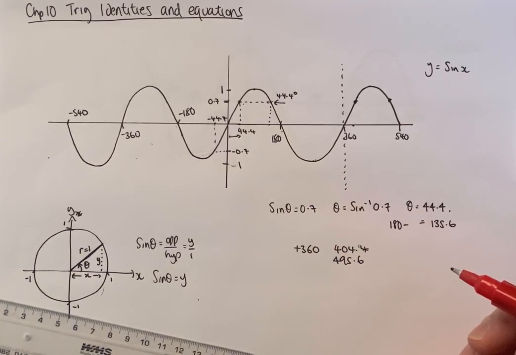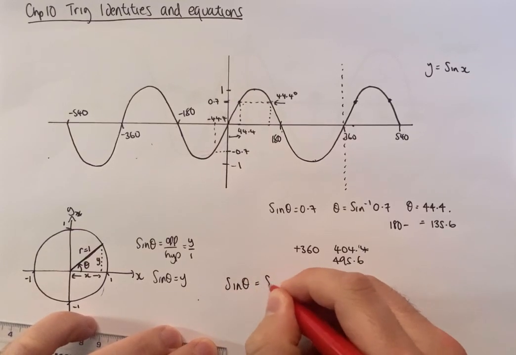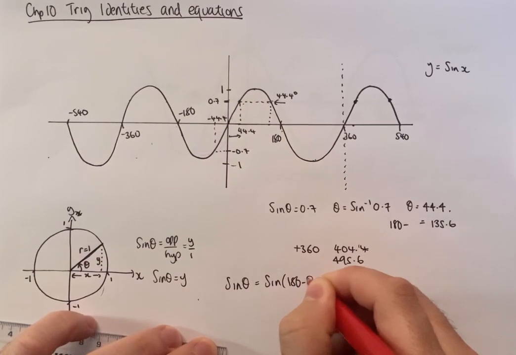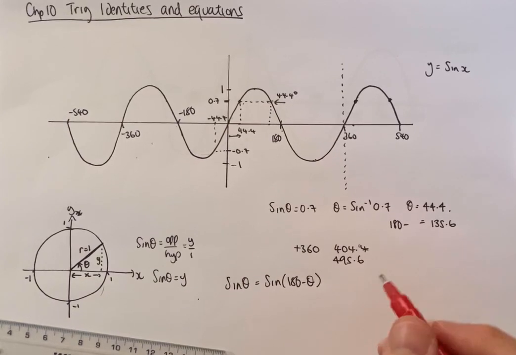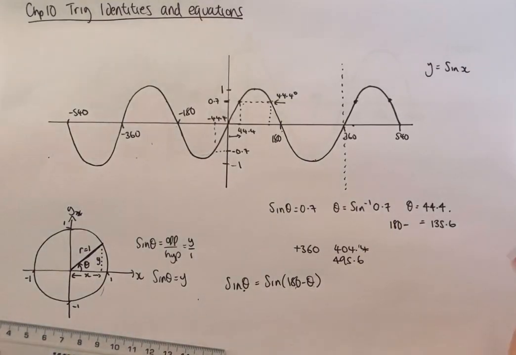Okay, so things you need to remember then. We know that sine theta is sine 180 minus theta. So the calculator is going to give you the acute angle, take that away from 180 to get the obtuse, and then add and subtract multiples of 360 to look at every angle that works.